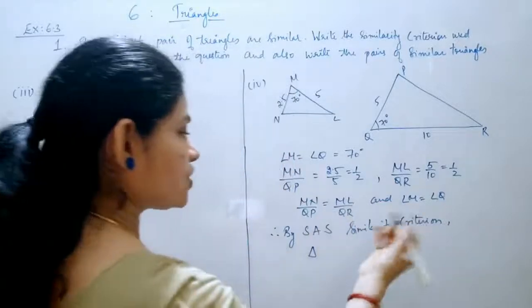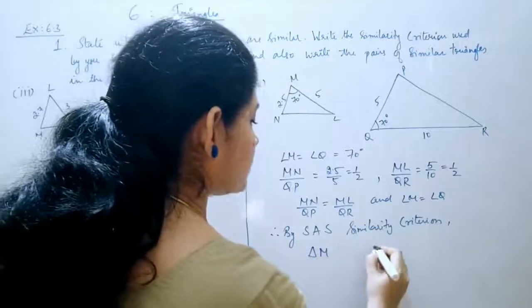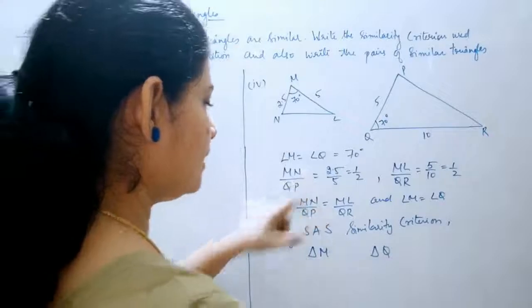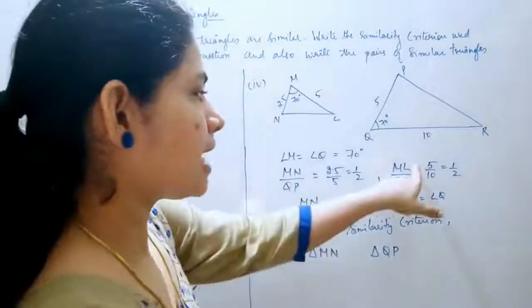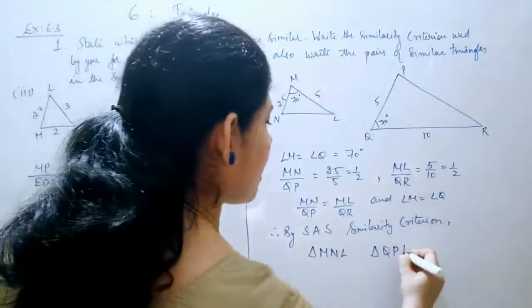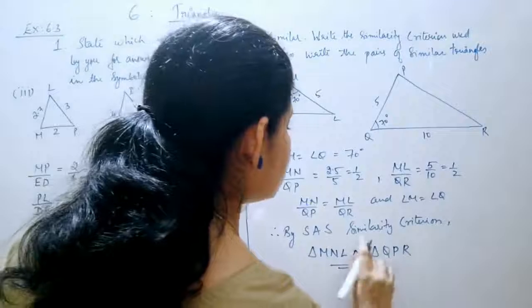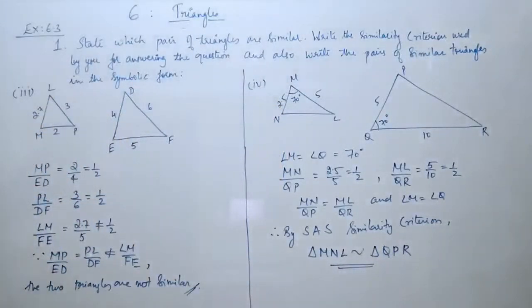Now which triangle? How to write? When we write M, the other triangle should start with Q. Then when we write N, here it should have P, and when you write L, you should have R there. So triangle MNL is similar to triangle QPR.